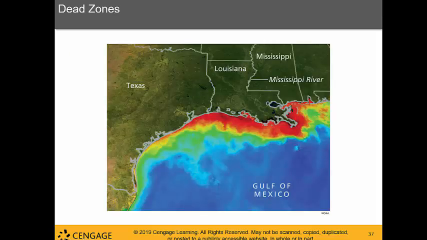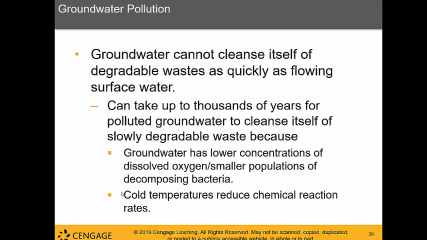Here's an actual picture that shows the different levels of dissolved oxygen. The lowest levels are shown here in red. And it's why we have problems harvesting fish and shellfish in this area at many times of the year.